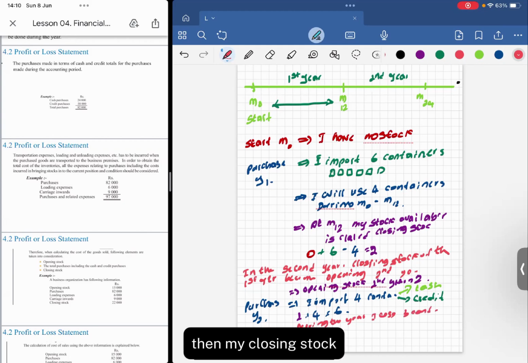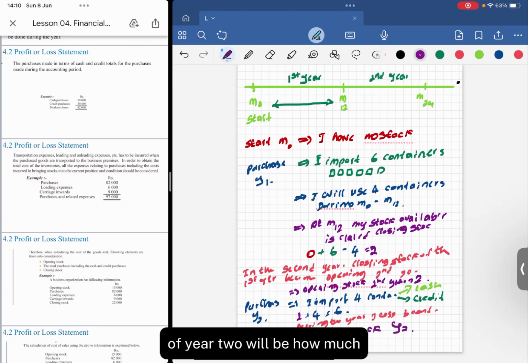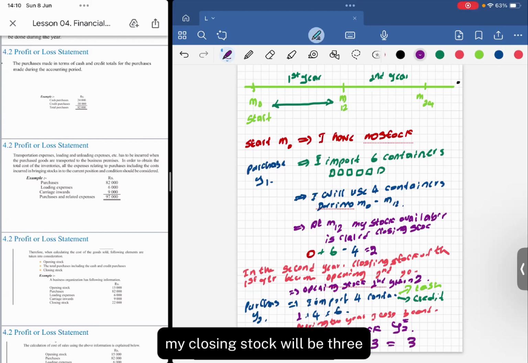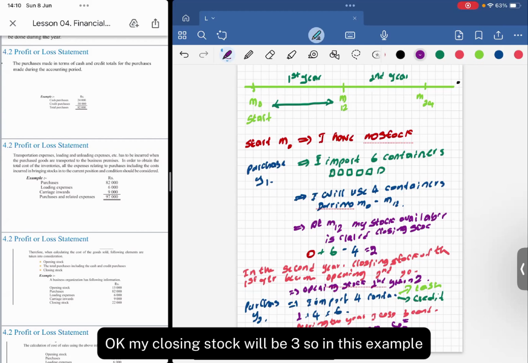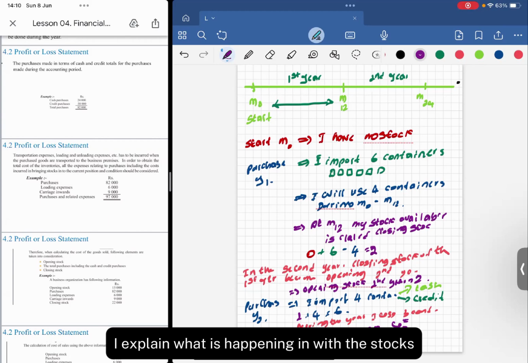Then my closing stock of year 2 will be how much? 2 in the beginning, my opening stock. Then I purchased 4, I used 3. My closing stock will be 3. So in this example, I explained what is happening with the stocks.